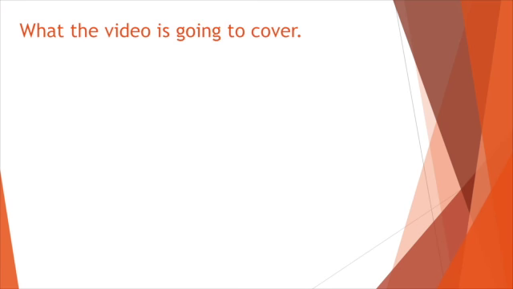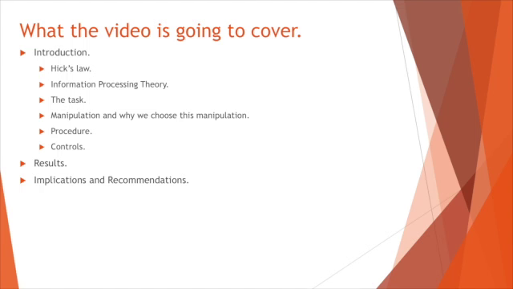This video is going to cover a brief overview of the introduction. We'll be talking about the information processing theory, the task that we've completed, the manipulation we've chosen and why we've chosen this manipulation, the procedure of the experiment, and the controls we've put in place. Then we'll be discussing the results as well as the implications and recommendations.